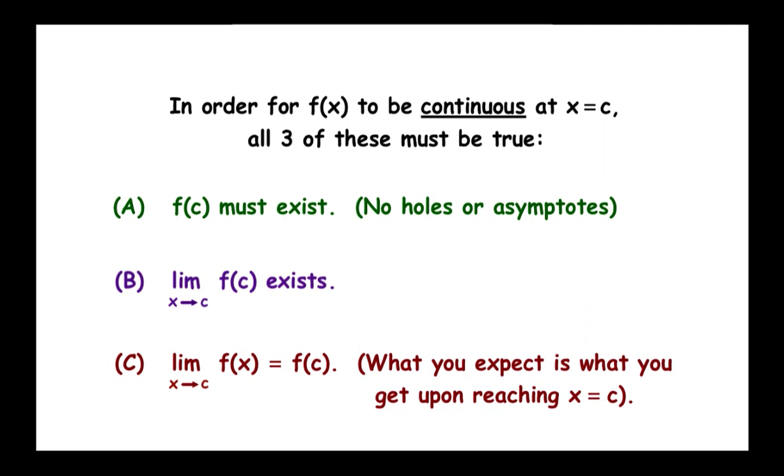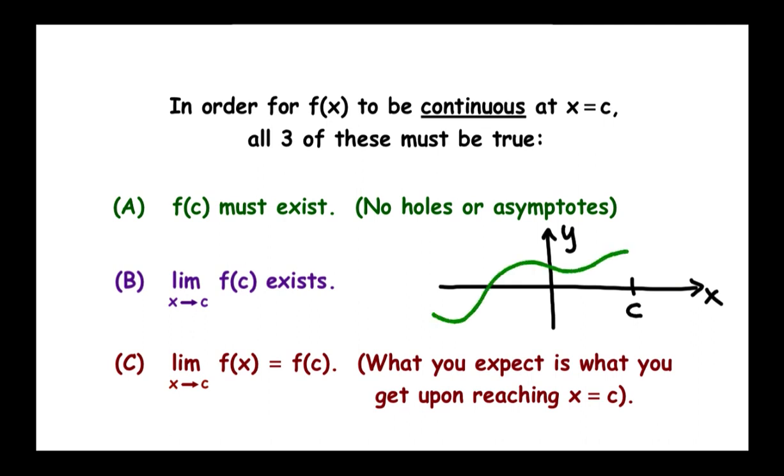I'm going to make a picture. And I'll put a random place called C. Doesn't really matter where this is. I'll make the function come along, just doing its thing. When it gets to C, it has to exist at C. If there's a hole, obviously that's not going to work. We'd have discontinuity. We have to fill that hole in. Same thing, you can't have asymptotes.